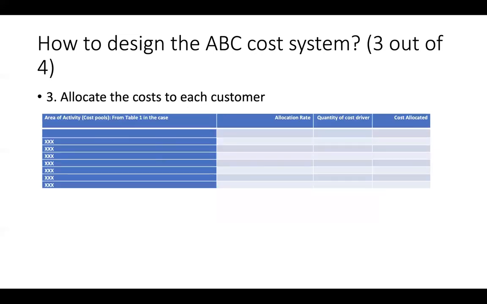Next one, you just allocate. To allocate, you use the allocation rate multiplied by the actual quantity of each cost driver for each customer. Okay, you have to do this for each customer. Just remember, even though the allocation rate is the same, the actual quantity is not the same. So for each customer, the cost allocated should not be the same.